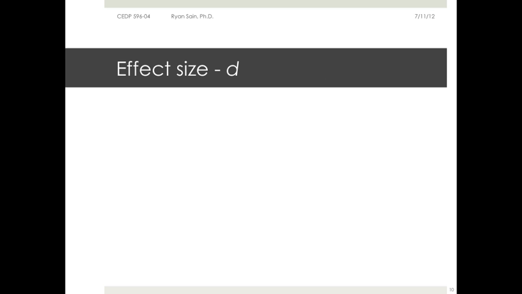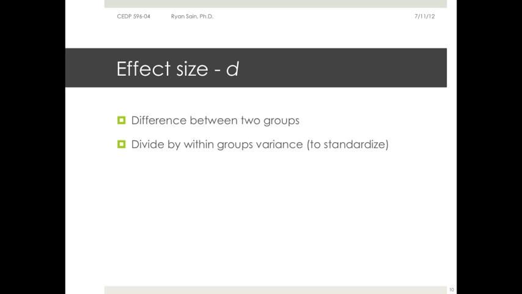So we can calculate effect size. It's called Cohen's d. It really is about the difference between your groups. So all we need to do is take the mean of one group and subtract the mean of the other group, and we've got a simple measure of effect size. We could divide that by the within groups variance. Remember, that's the random individual differences, right? And that would standardize it, and that's exactly what we do.